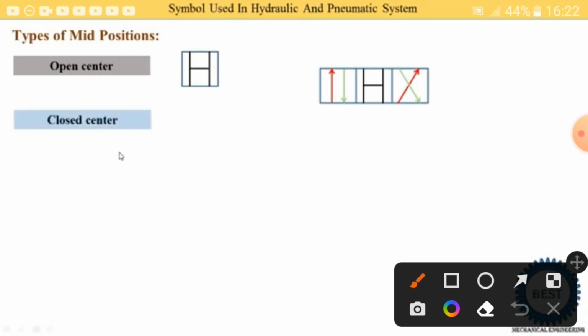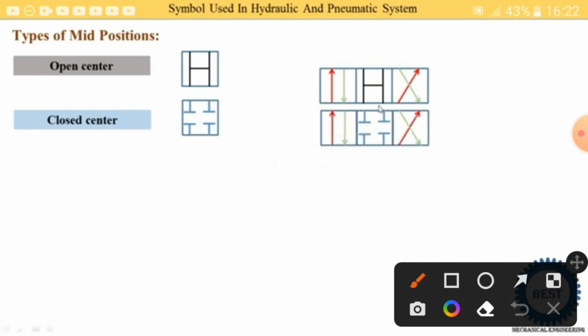Now the second one is the closed center. In open center we studied that all the ports are connected. Now in a closed center, from the name we can understand that all the ports are closed. Sometimes we need to close the hydraulic system, so we put this in the mid position. At that time all the ports are closed. For the closing we draw the T symbols.